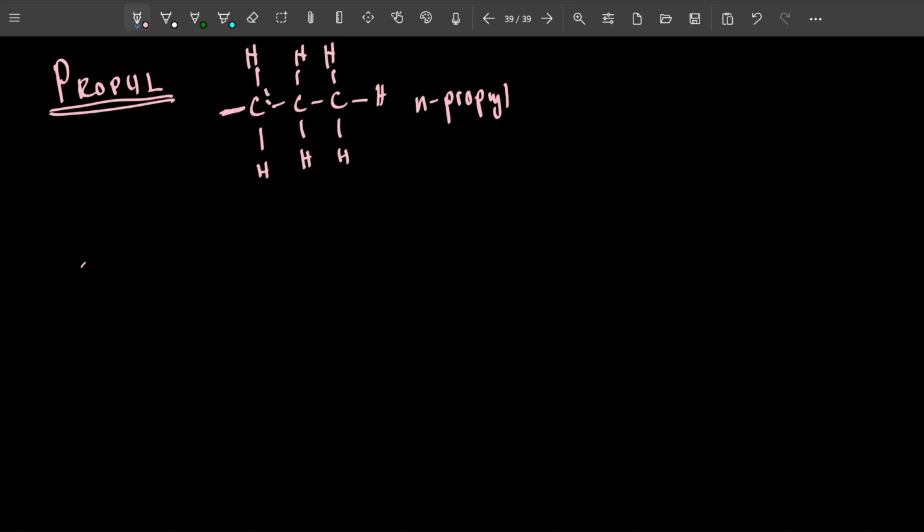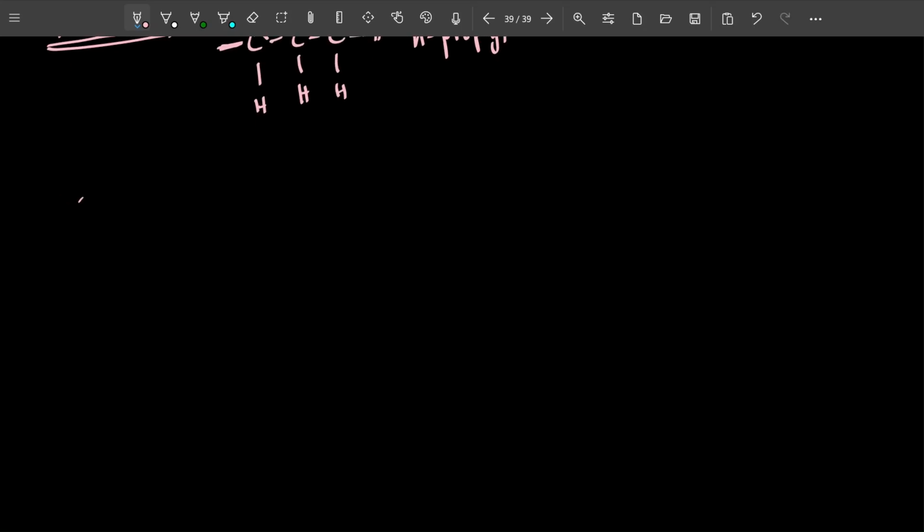We always start counting at the point of attachment, because this is where our side chain would be inserted. Remember, the side chain is not the main thing. So we start counting from where the side chain is inserted into the parent chain. So that'll be 1, then 2, then 3. That's an N propyl.